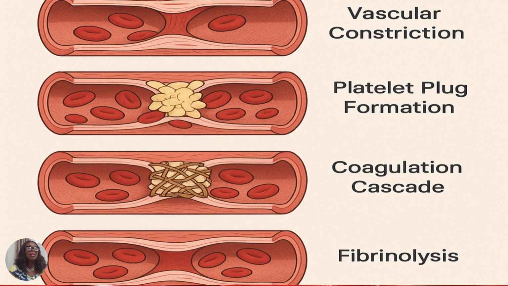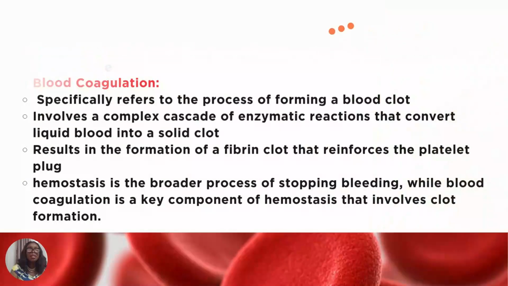There are stages of hemostasis. For ease of understanding, I divided the stages into four. We have the vascular constriction, platelet plug formation. The platelet plug formation can also be said to be primary hemostasis. We also have coagulation cascade. The coagulation cascade can be called secondary hemostasis, and we have the fourth stage, which is fibrinolysis. Fibrinolysis can also be said to be tertiary hemostasis.